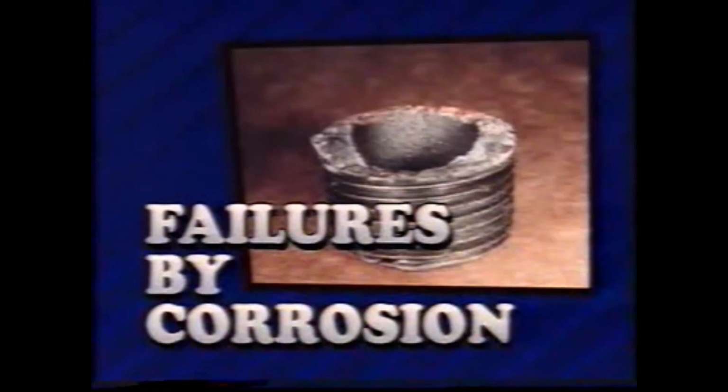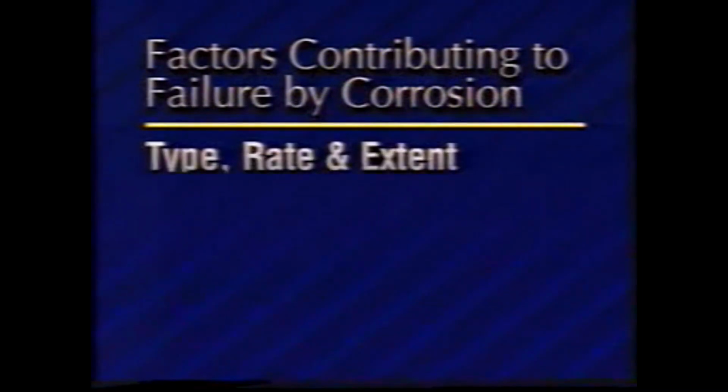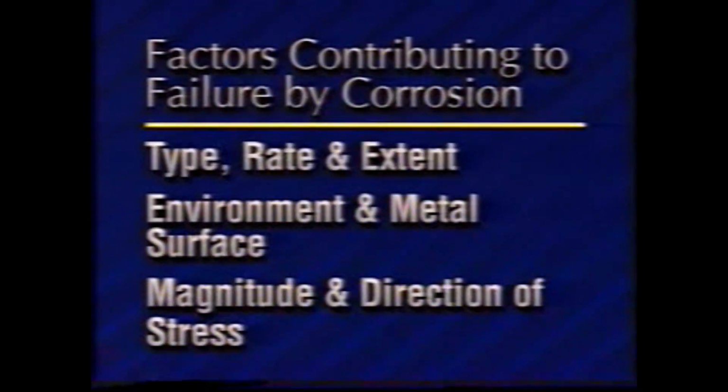Failures by corrosion. A number of interrelated factors contribute to failure by corrosion. The type of corrosion, the rate at which it proceeds, and the extent to which it progresses are all influenced by the nature of the environment and the nature of the metal surface in contact with the environment. Failure can also be influenced by the magnitude of the stress applied and its direction. These factors do not necessarily remain constant as corrosion progresses. They are affected by externally imposed changes and the changes resulting from the corrosion process itself.